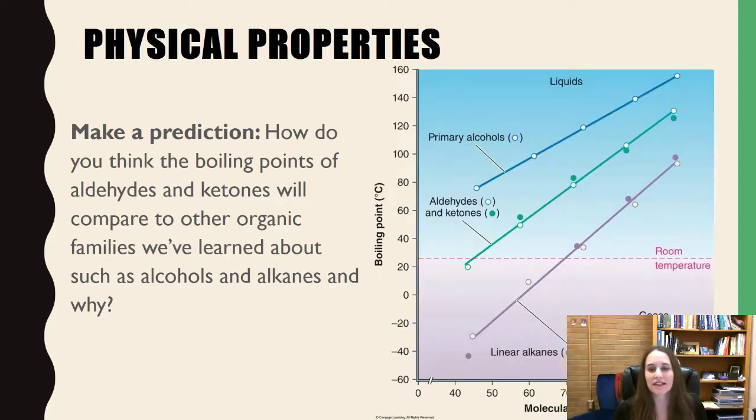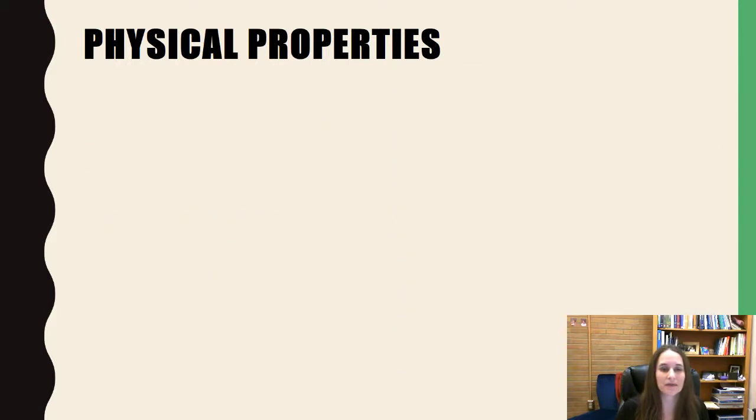Here's a graph that shows the different families that we've learned about. We have linear alkanes and ethers here at the bottom. We have our alcohols that we just learned about in chapter 12 up here, and then we have our aldehydes and ketones. And you can see that they're kind of right in the middle of those two, and maybe that matched your prediction and maybe not. So why do we see that? Why do we have this midpoint?